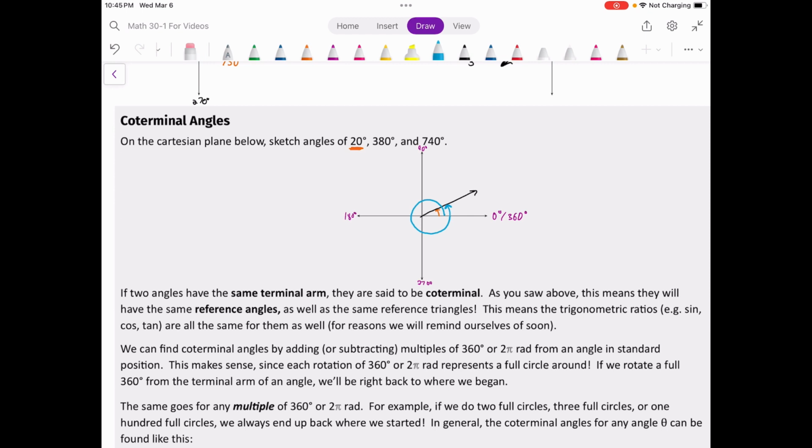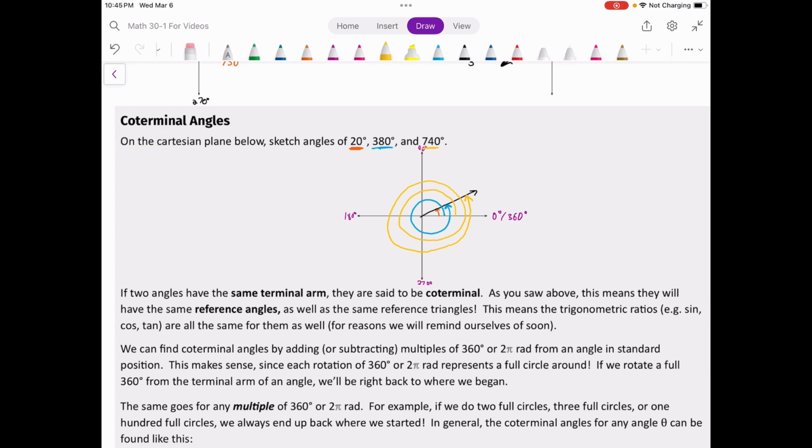Let's move on to 740 and see what we see here. So now what are we going to do? We're going to go past 360. Okay, we still have to do another full rotation, another full 360, and that would bring us to 720. And now how far do we have to go to get to 740 from 720? Another 20 degrees, right? So that angle's terminal arm would also be in the same place. Can you see why we might call these angles coterminal?